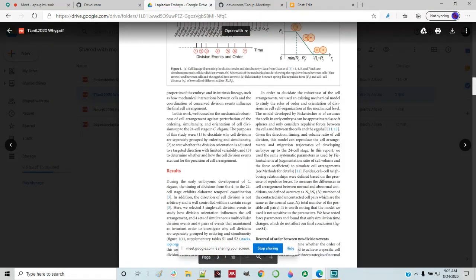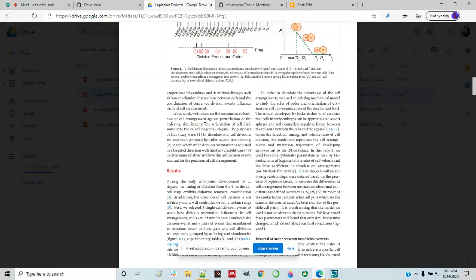So let's see. They model this. They focus on the mechanical robustness of cell arrangement against perturbation up to the 24-cell stage in C. elegans. So it's not very many cells that they look at. They look at a pretty early stage of development, but it gives you some idea of basically what's happening when you get these sublineages formed. So by the 24-cell stage, you get all your major sublineages formed.